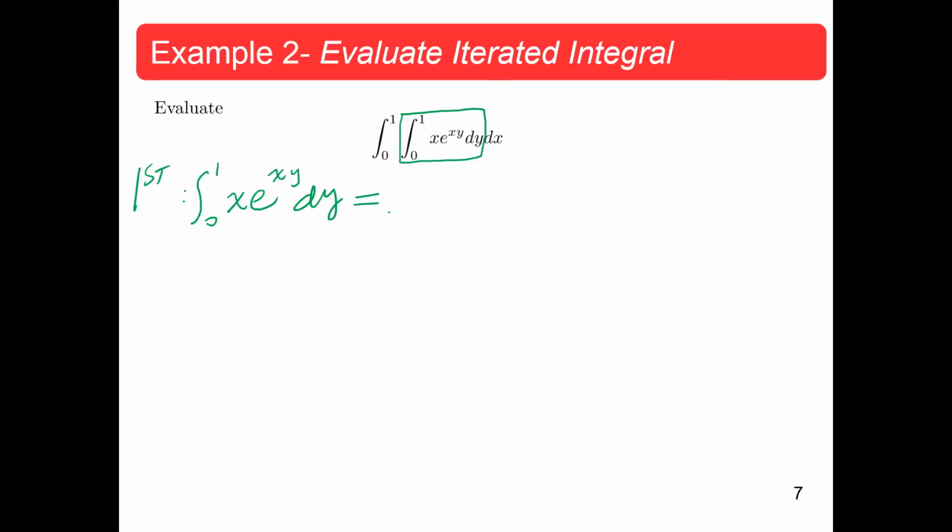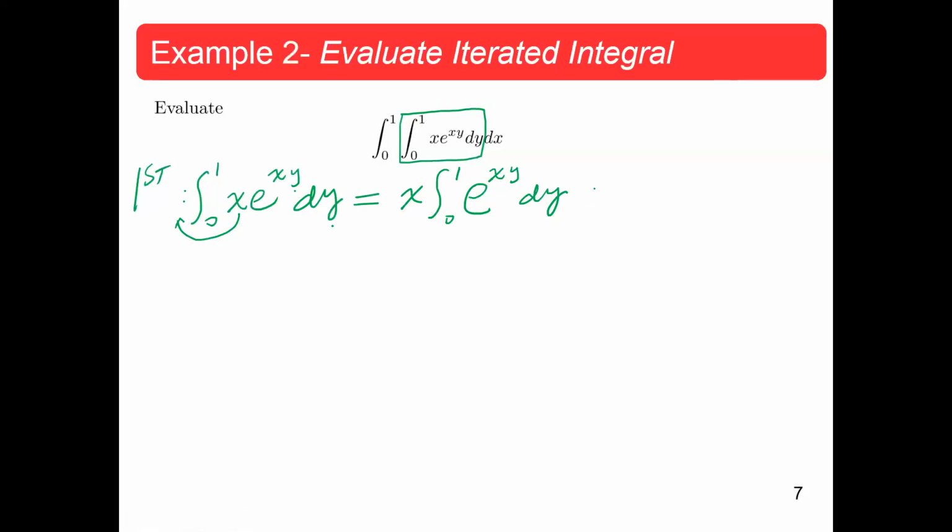Okay, now let's think about it. Here, y is the variable, right? Y is the variable. So x would be considered a constant, just a constant coefficient, right? Could we pull the x out of the integration? Absolutely, because x is just a constant coefficient. So if you want to, you can feel free to pull the x to the front: x times the integral from 0 to 1 of e raised to xy dy, right?